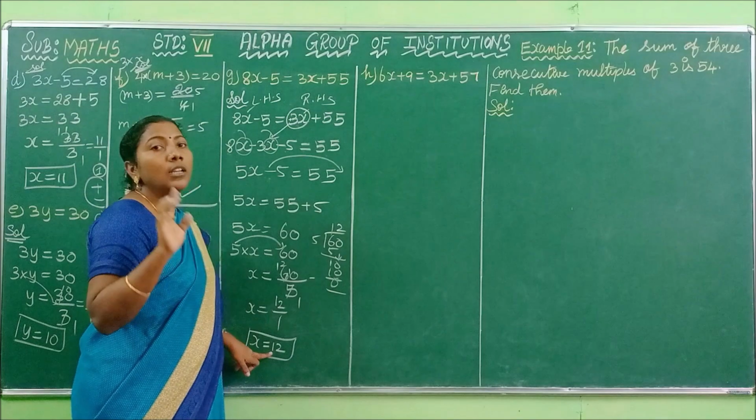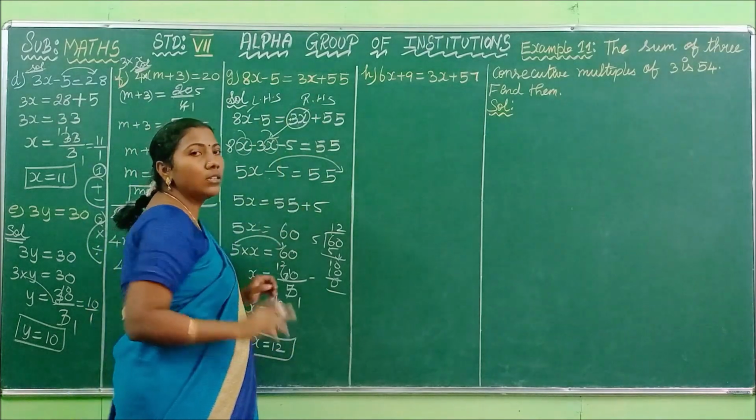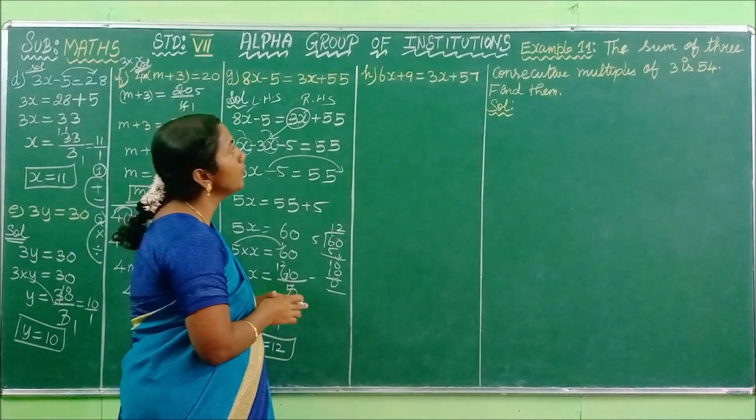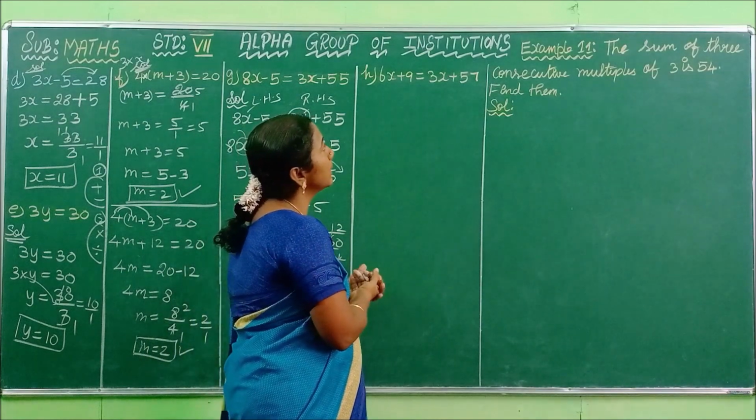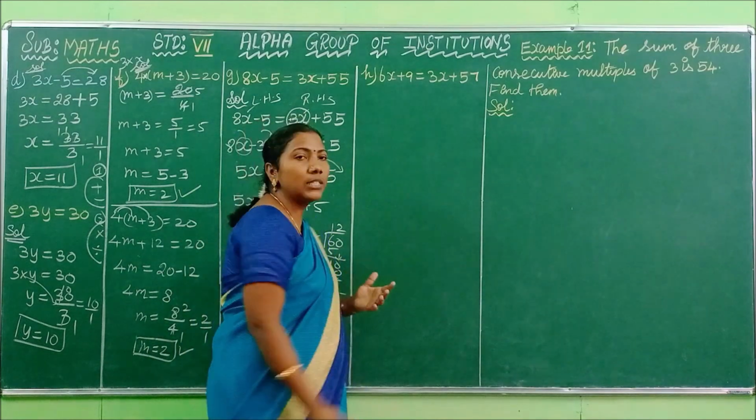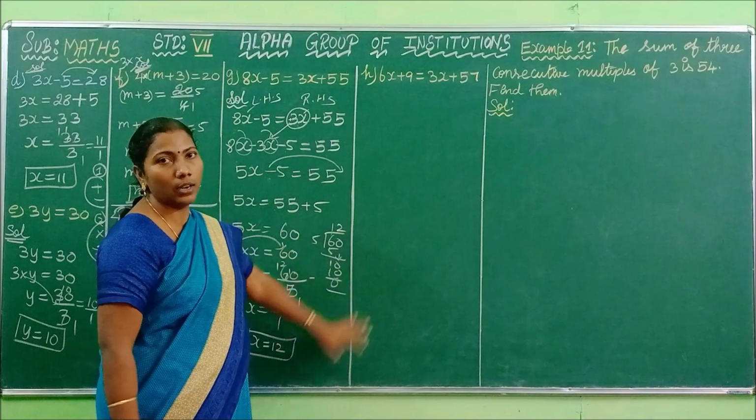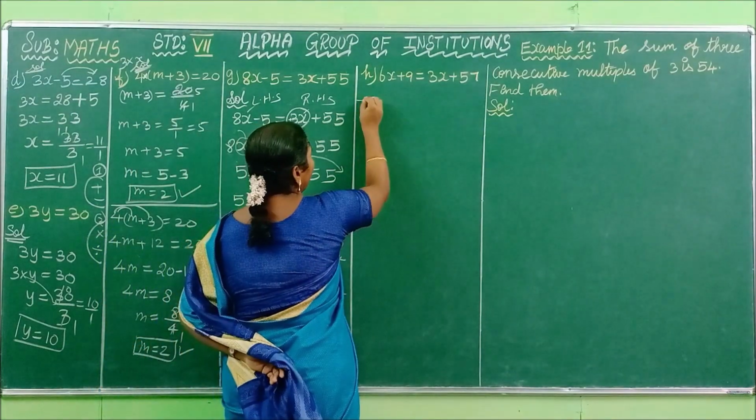You get one answer. See children, definitely both the answers are same. You check here, research time. Okay. See the last sum, 6x plus 9 equal to 3x plus 57, is also in the same order. Let us do it, children. First of all, what you have to do?